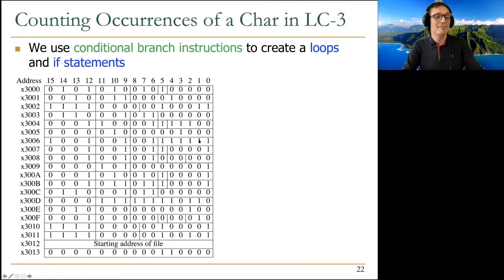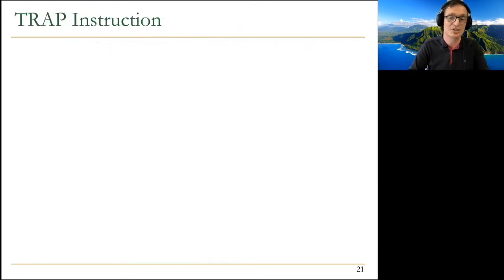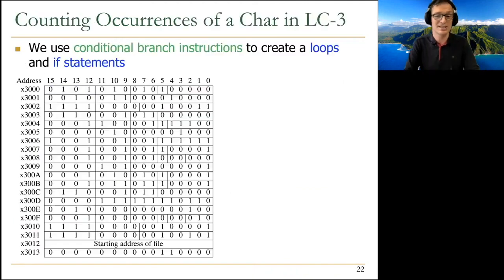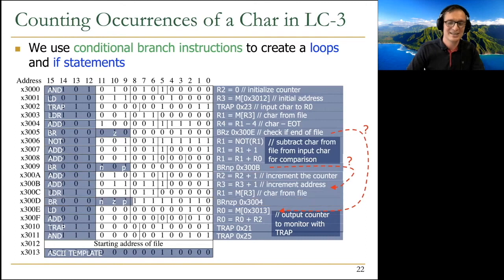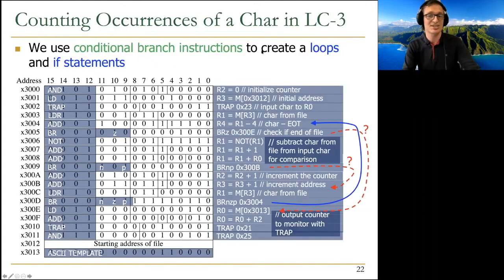So this is the program that we wrote, and this is also in your Patt and Patel book, that basically implements the constructs that we showed you earlier, that basically implements this flowchart. And again, I'm not going to go through this in detail. You can convince yourself that the program does what it does. But again, we don't have time to go through the detail. You can see that we use conditional branch instructions to create loops and if statements.